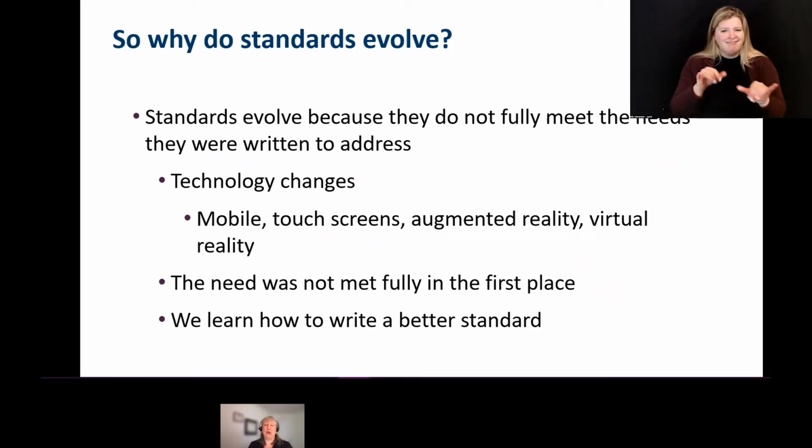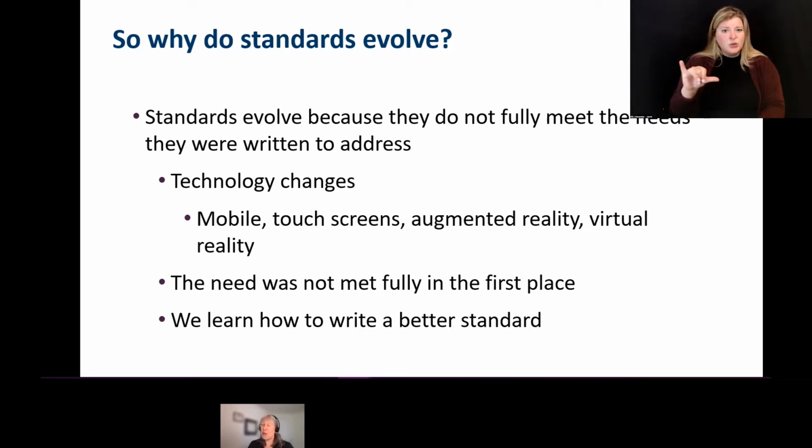Like, why do we have a 2.2? Why are we talking about a WCAG 3? What motivates that? And there's a couple reasons, and I'm hoping you can see those from the examples I was talking about. Standards evolve because they don't meet or fully meet the needs they were written to address. And so technology changes. Mobile, touch screens, augmented reality, virtual reality, all of these things have come into play over the last 15 years or are in process of becoming increasingly important in our environments.